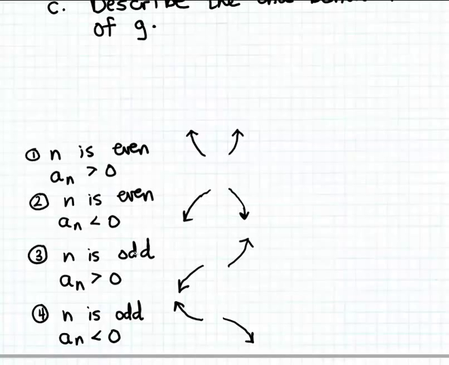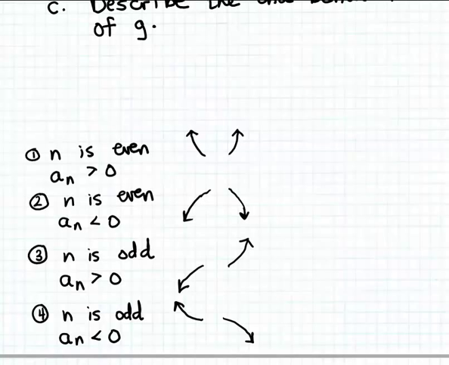If the degree is odd and the leading coefficient is positive, then the graph is going to fall on the far left, and it's going to rise on the far right. And then finally, if the degree is odd but the leading coefficient is negative, then the graph is going to rise on the far left, and the graph is going to fall on the far right.